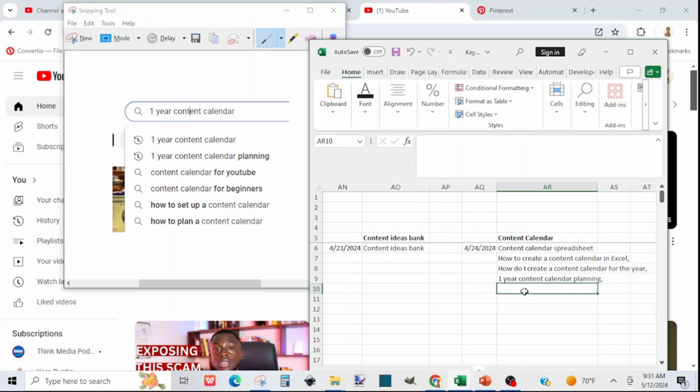So content calendar for YouTube, it will work as well. And those content ideas are already tags as well. So how to plan a content calendar. It is how to plan a content calendar. I'm putting those commas because they are tags for me at the same time. So how to set up a content calendar.